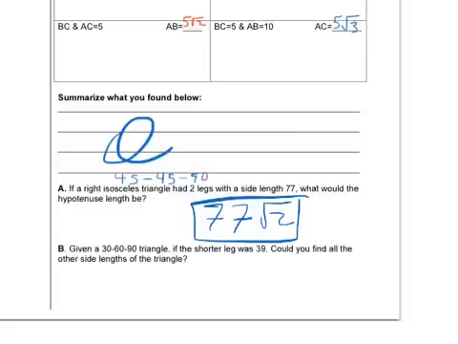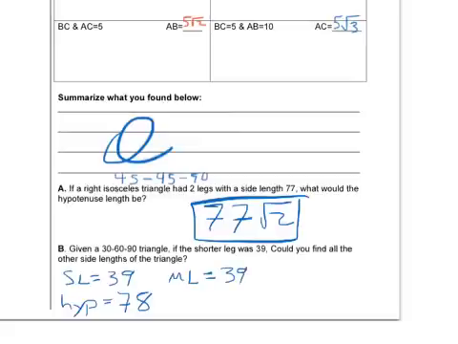Alright, the next one says, given a 30, 60, 90 triangle, if the shorter leg was 39, could you find all the other side lengths of the triangle? Well, okay. Shorter leg, I'll just write SL, is 39. Right away, we should know the hypotenuse, because the hypotenuse is just double that, so it's 78. And we should be able to tell the medium leg, or the longer leg, whatever you want to call it, because that's just going to be the shorter leg times rad 3. And that's it.